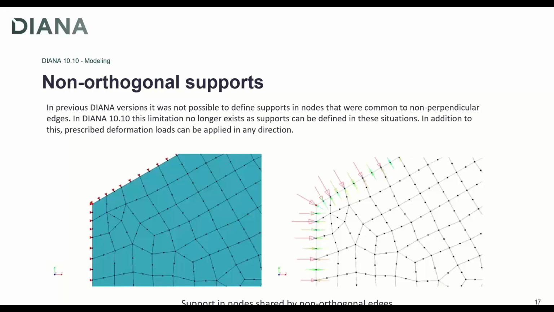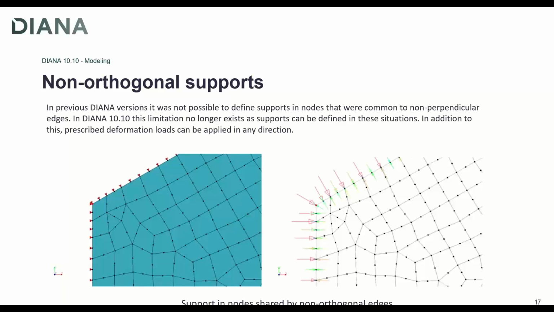Then we also have non-orthogonal support. In previous Diana versions, up to 10.9, it was not possible to define support in nodes that were not common to a non-perpendicular edge. This is now possible in 10.10, so you can define support on these non-perpendicular edges. And in addition, you can prescribe deformation in this direction.